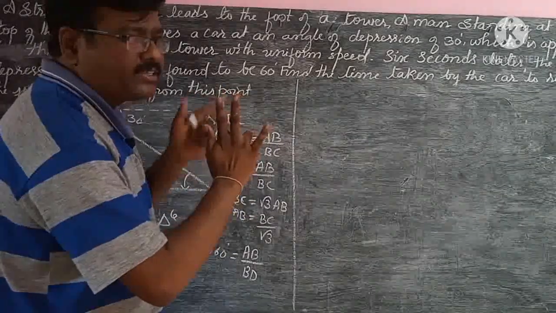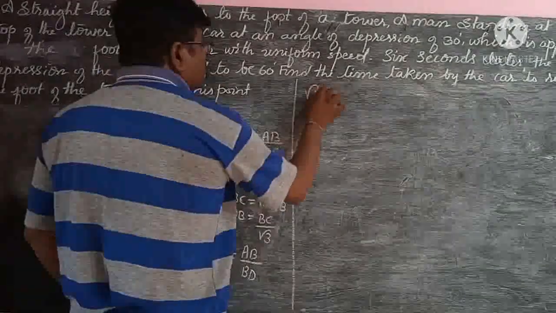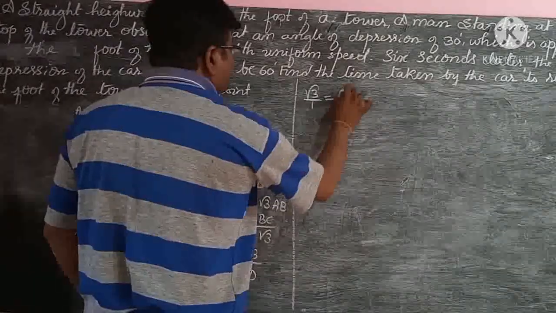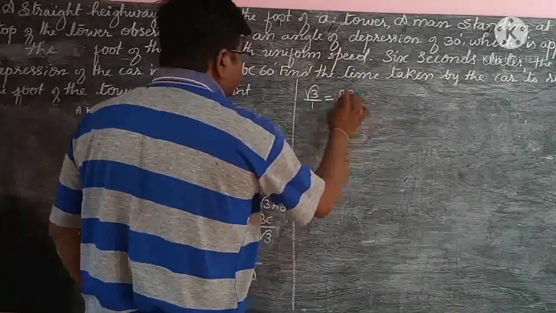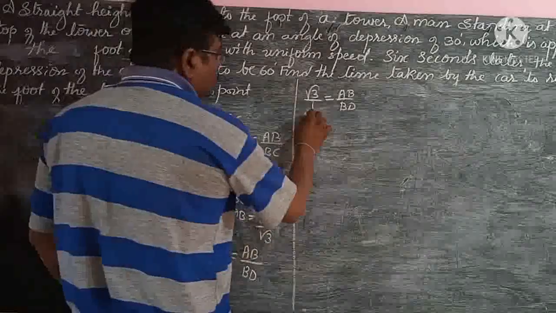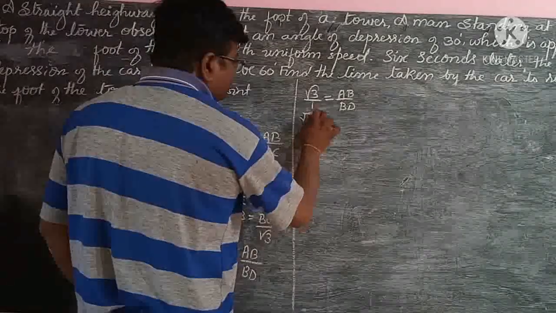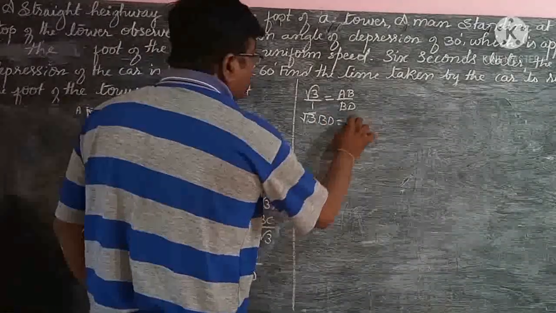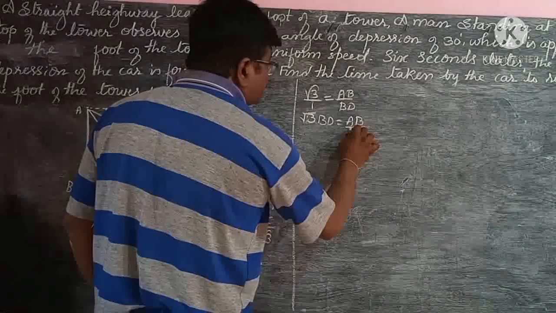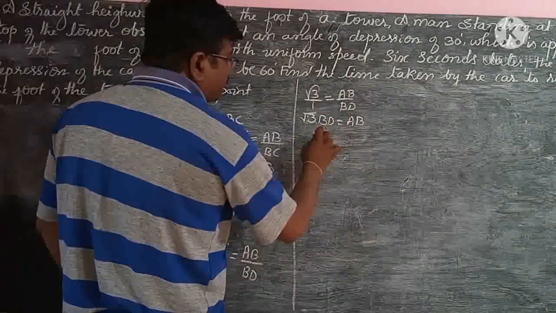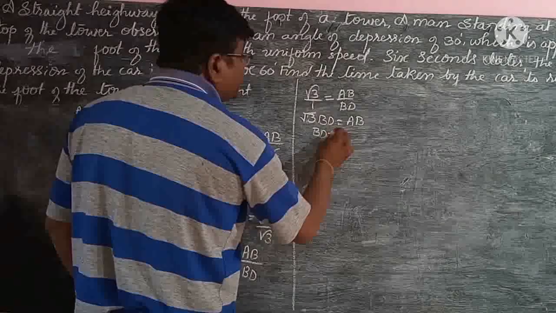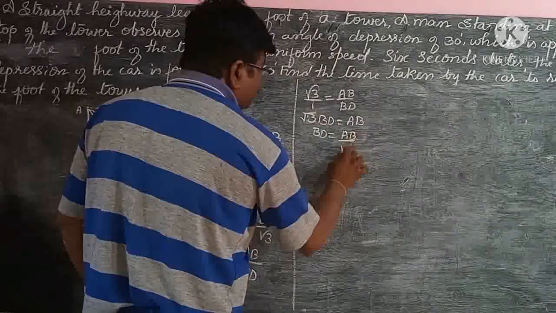Sine divided by cos is nothing but tan. Tan 60 degrees is root 3 divided by 1. That is root 3 divided by 1 is equal to AB divided by BD. So root 3 BD is equal to AB. Therefore, BD can be written as AB divided by root 3.